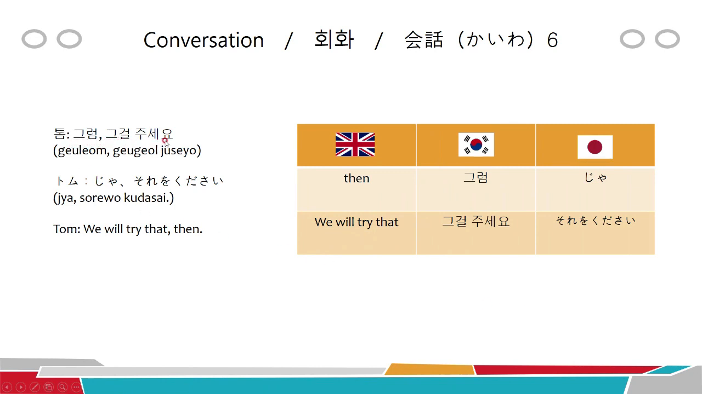그럼 그걸 주세요. 자, それをください. We'll try that then. Then, in Korean, it's 그럼. In Japanese, 자. We will try that. In Korean, 그걸 주세요. In Japanese, それをください.